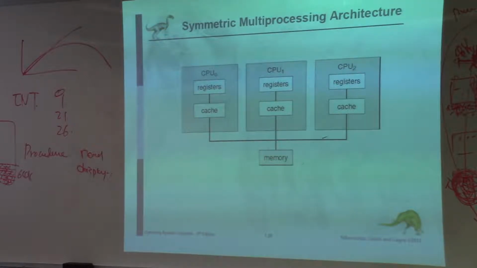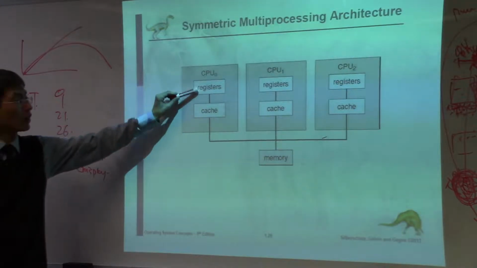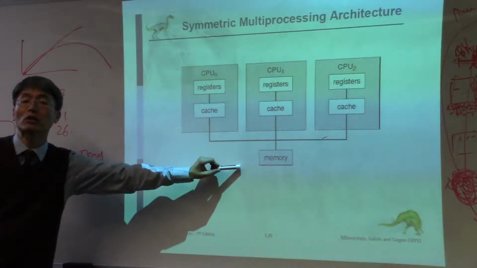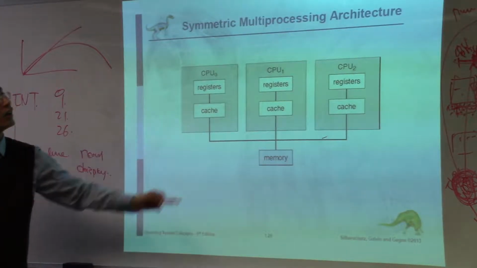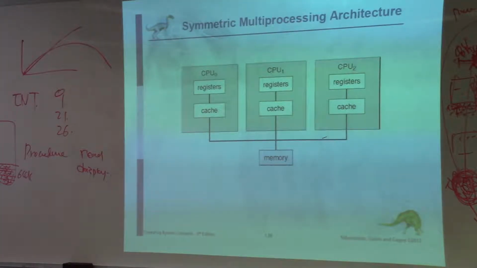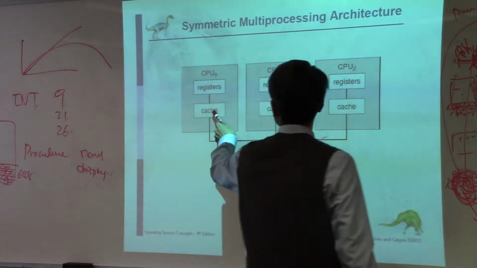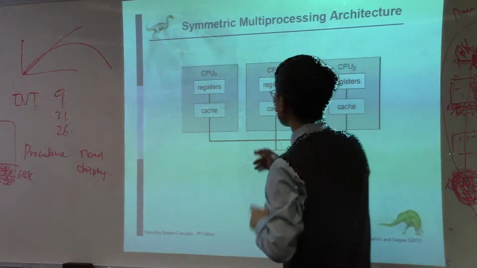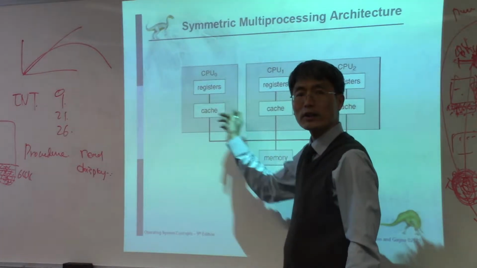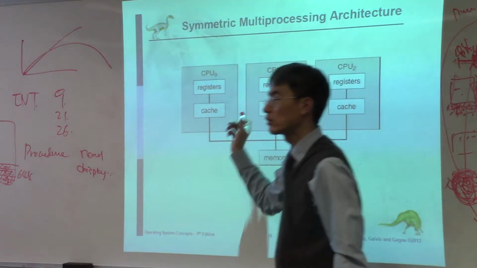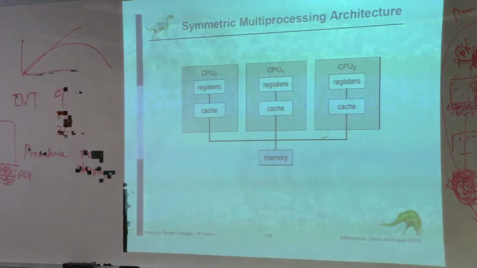Each CPU has its own register and its own cache, but they share the memory. Is this simple? No, because for each one, for example, if the data is changed here, you need to know whether this data is changed or not. So this symmetric implementation is much more expensive than asymmetric.